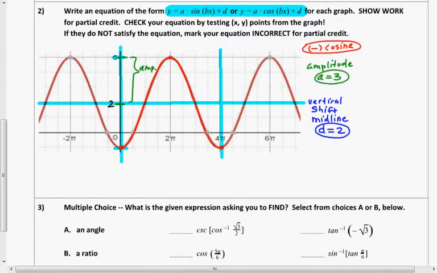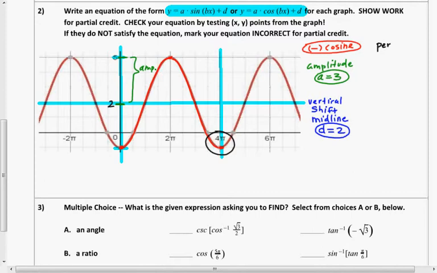So we know it's going to be negative cosine. The amplitude is 3. The midline is at D, or at 2. The only one that's at all tricky with these is to determine the value of B, and that is based on the fact that the period finishes up at 4 pi. All right, now, don't tell me that B is 4 pi. B is not 4 pi.